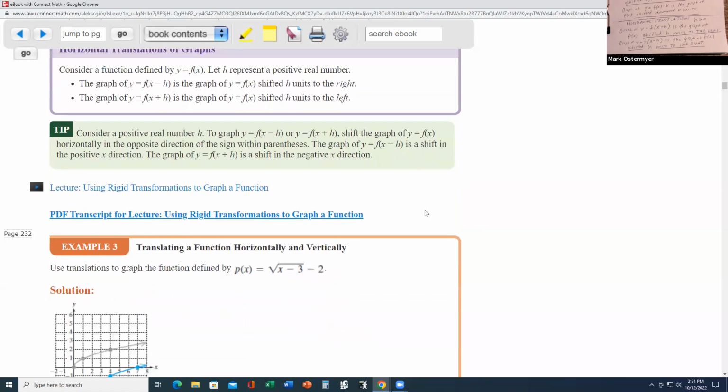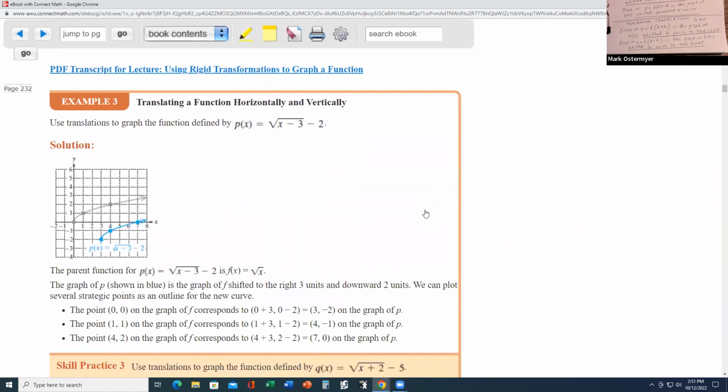Ladies and gentlemen, we can have multiple translations that occur. For instance, look at example 3, section 2.6, page 232. The graph of the basic square root function, f of x equals square root of x, is this graph here in gray. That was from the table that opened up section 2.6. So become familiar with those basic parent functions in table 2.2.